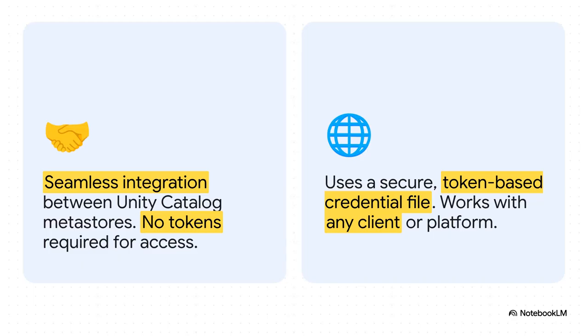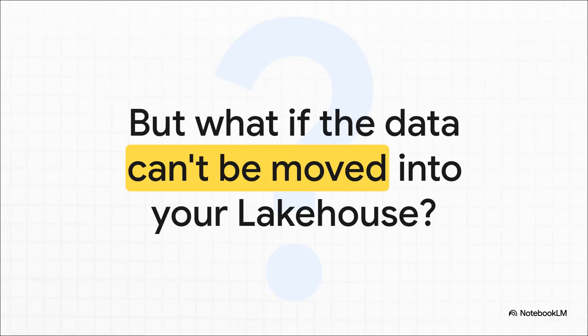And you get flexibility here too. You've basically got two flavors. If you're sharing with another team that also uses Databricks, the Databricks to Databricks model is totally seamless. No tokens or anything required. For sharing with literally anyone else, you use the open sharing model. This generates a secure credential file they can use to connect from any client. It's super versatile.